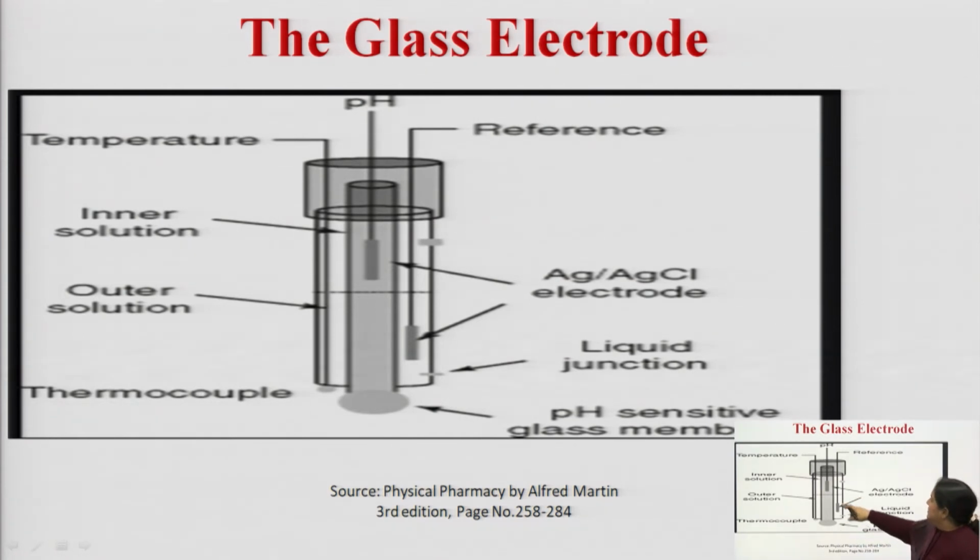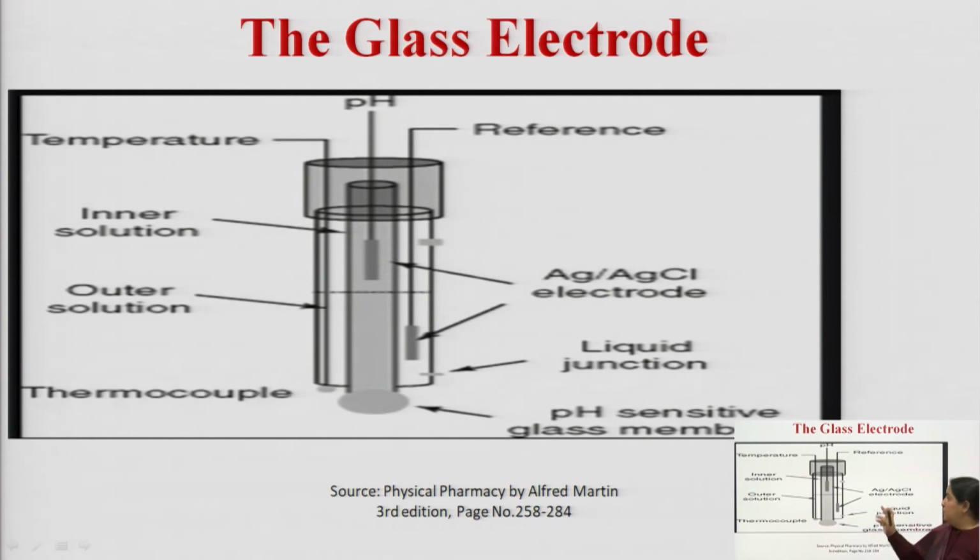And this is an AgCl electrode here, and these are two, one is this and second one is this, and this is a liquid junction which makes a contact between the two solutions, and we have a thermocouple, we have outer solution and inner solution, and it is temperature regulated, right. So, temperature regulation is there for pH determination, because we have earlier discussed in our previous lecture that temperature affects the pH of a particular solution. So, temperature maintenance is a must.